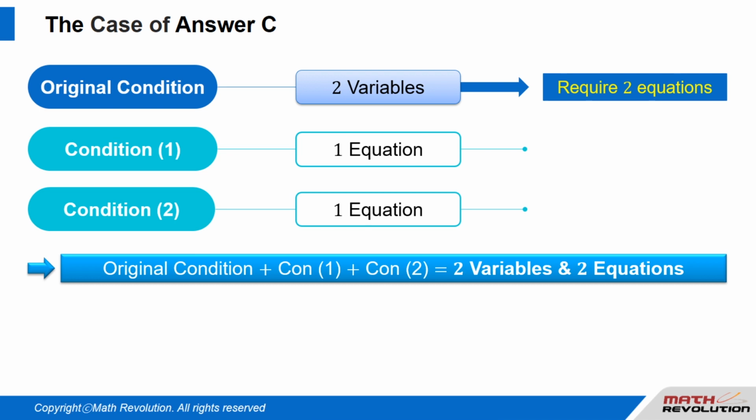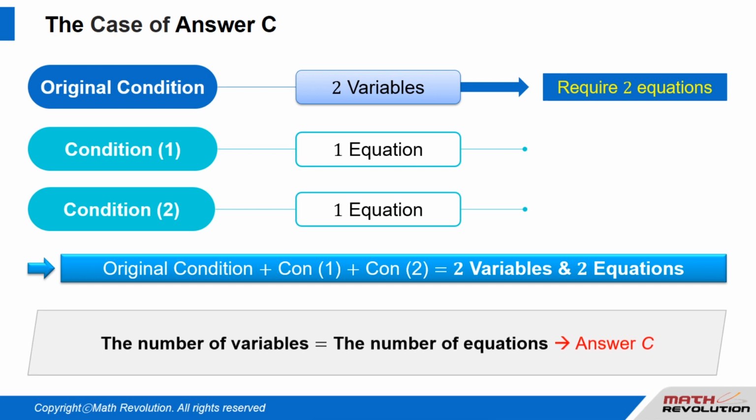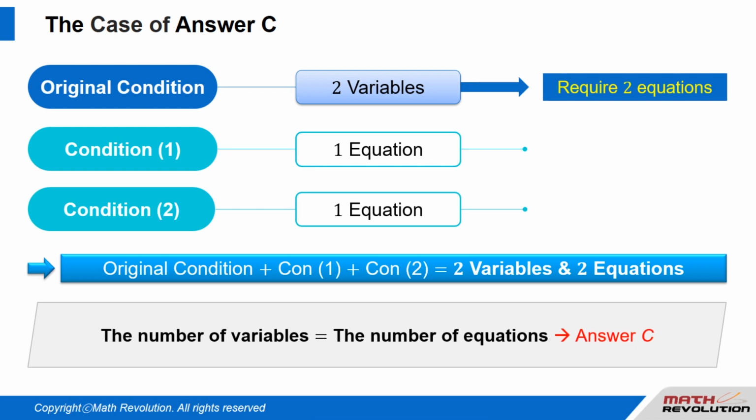We are aware that each condition should give us 1 equation, resulting in a total of 2 equations. An equal number of equations and variables should logically give us answer C. The most likely answer is C, since there are 2 variables that require 2 equations. If you spread two of your fingers wide, it kind of looks like a C.